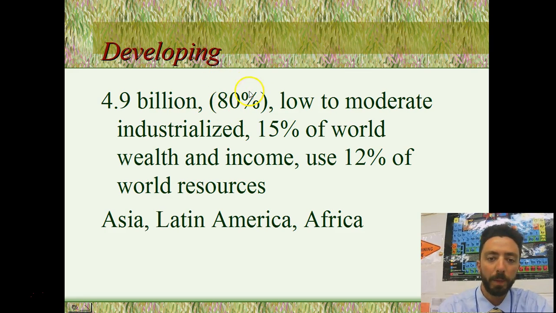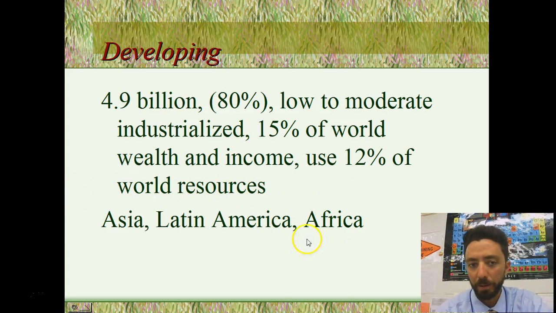On the other side of the coin, we've got the developing countries, and these, as you can see, make up the majority of the population. So roughly 80% of the people live in developing countries. These countries are not as industrialized, and they have a very small portion of the world's wealth and income, and they use up a small amount of the world's resources.